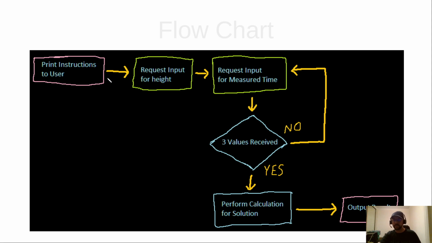Here's just a very generic flowchart that I will most of the time follow in the code for solving the problem. First we're going to want to print instructions to the user. We're going to request that the user enters a value for the height. We're going to input instructions to get the time and request that, and we're going to keep count of how many values we have. If we do not have 3 values yet, we're going to come up here and repeat and ask again. If we do have 3 values, we're going to do our math, and then output our result at the end.